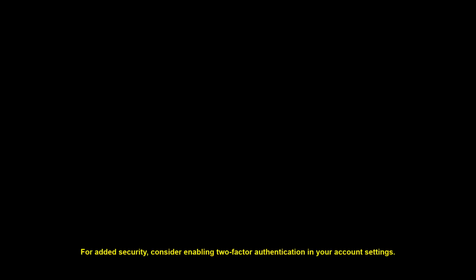For added security, consider enabling two-factor authentication in your account settings. After completing these steps, your Blink camera will be fully authenticated and ready for use. Always ensure your camera firmware is up to date for optimal performance. That concludes the authentication process for your Blink camera.